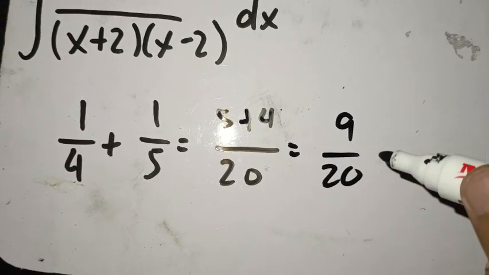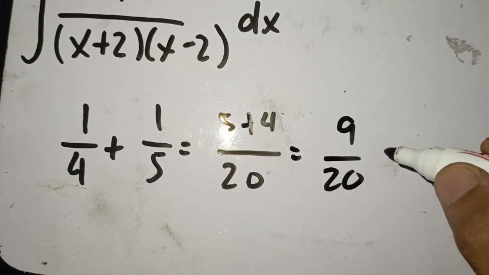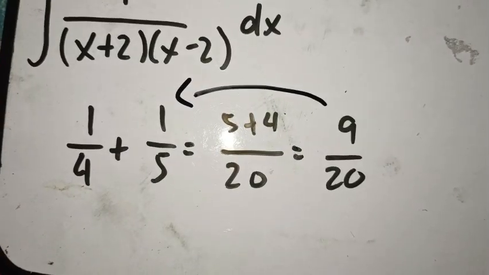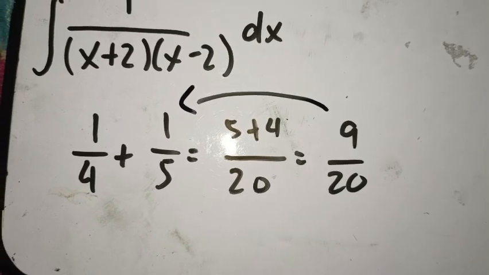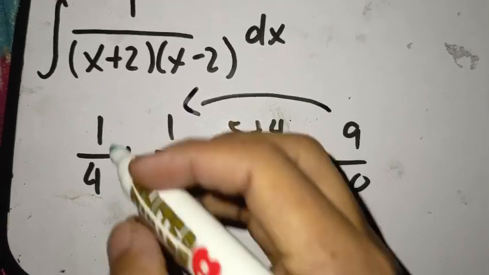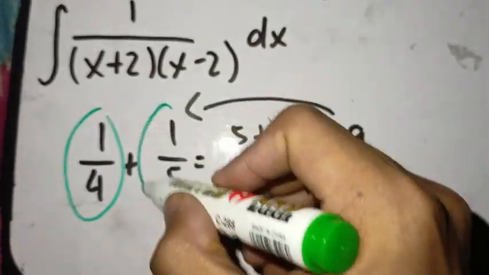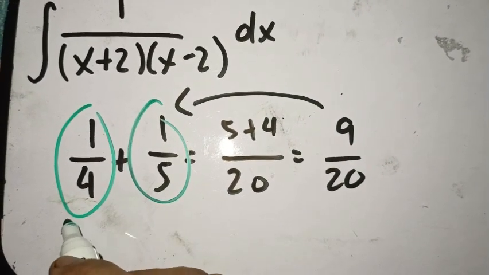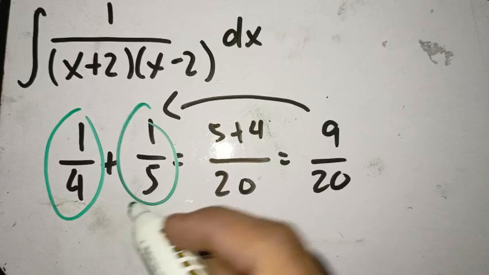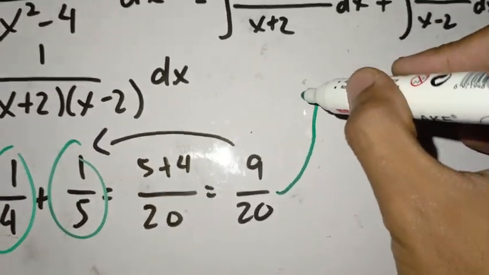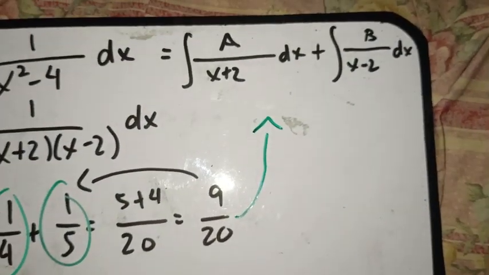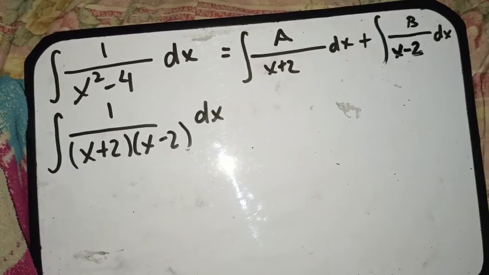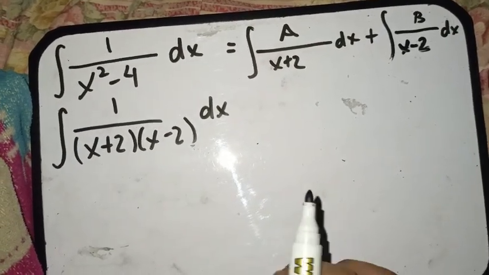So 9 over 20 can also be written as 1 over 5 plus 1 over 20. So these are the two parts of 9 over 20, 1/4 and 1/5. It is the same as what we're doing here. Now let's move to our next step.